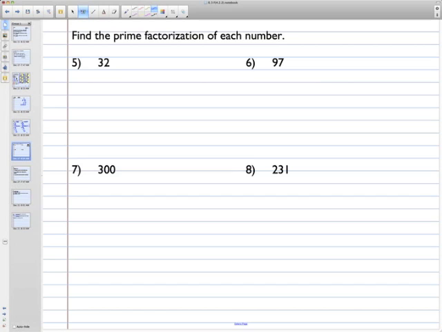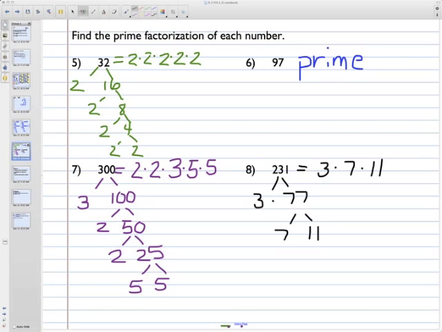Think about using that prime factorization strategy of starting with 2 and then 3, or you can use rules of divisibility and find the primes, and then write the prime factorization for each number. Press play when you're ready to check your work. Be sure to look over any of the answers that you may have had errors on and make corrections.